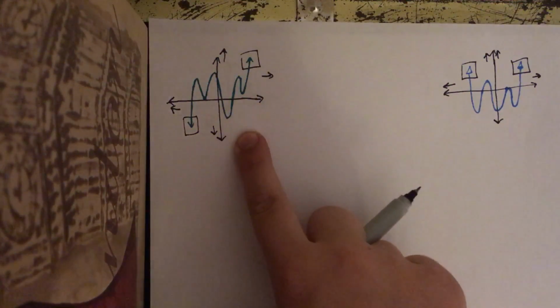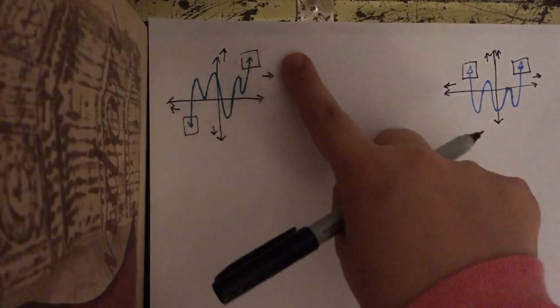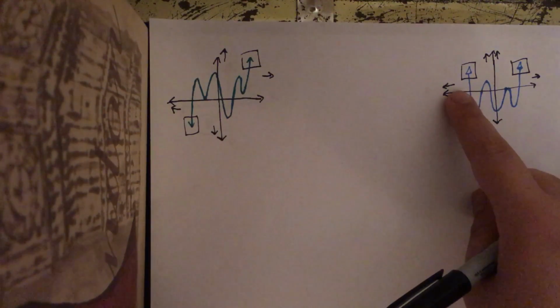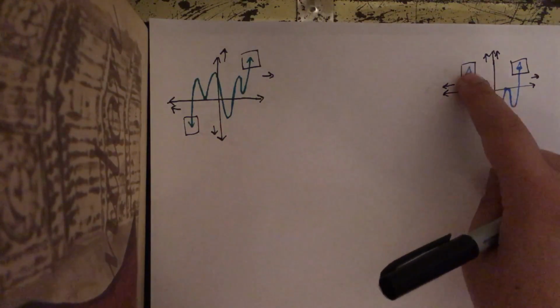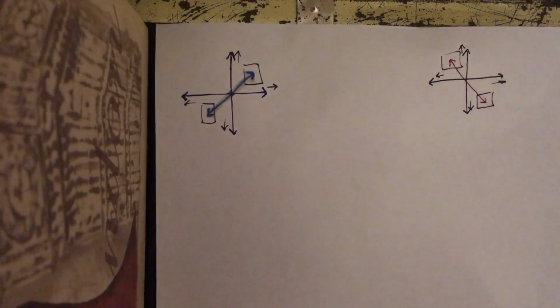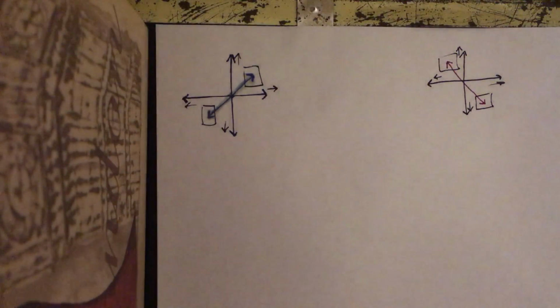Here we have an odd function, which means that the end behaviors are in opposite directions. And here we have an even function, which means that our ends go in the same direction. So taking it back to our original graphs, let's put this in limit notation.